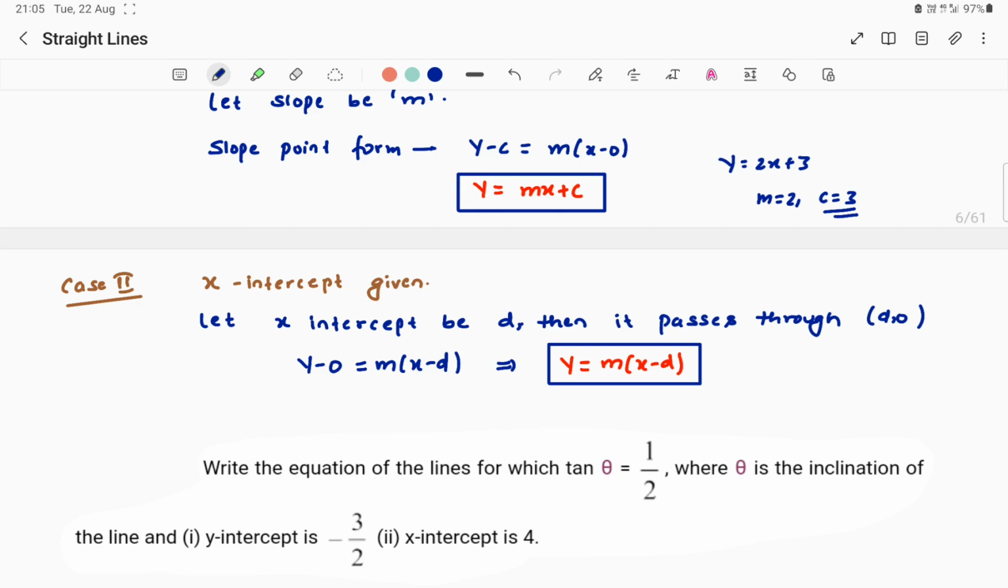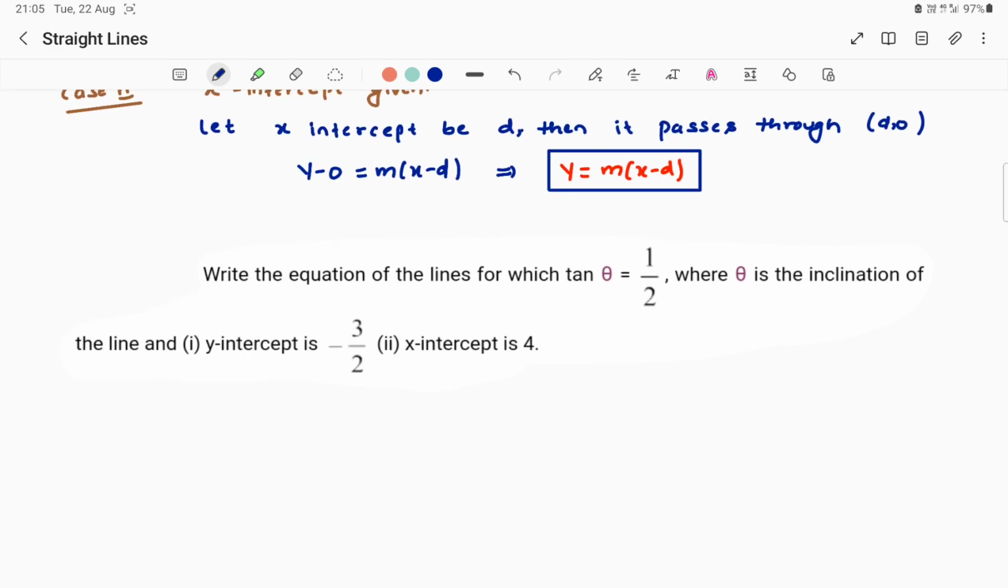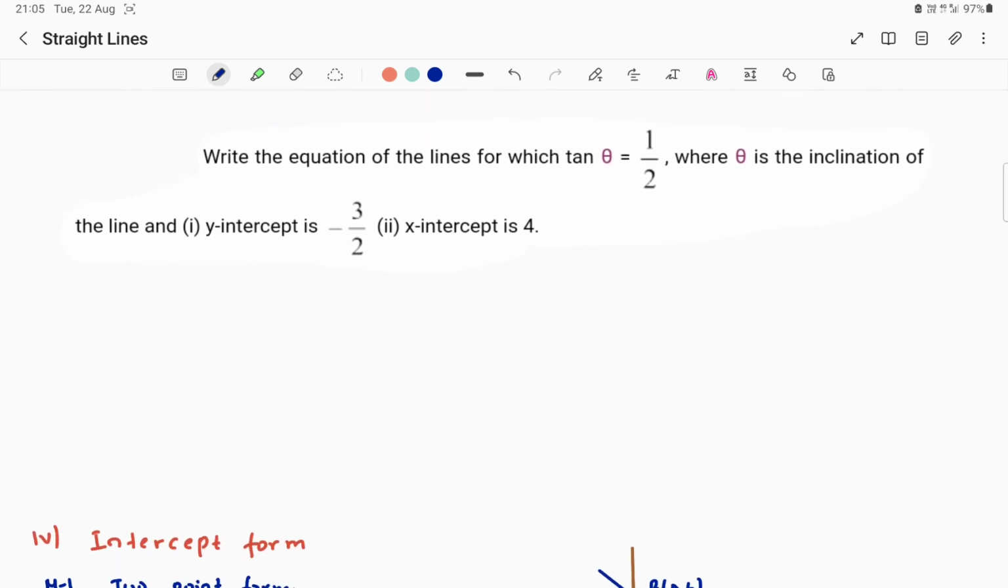Let's say the x-intercept is given. Again we can use slope point form. So y minus 0 is equal to m into x minus d. Since the x-intercept is d, it is passing through the point (d, 0), because on the x-axis the y coordinate is 0. So we get y is equal to m into x minus d. Okay.